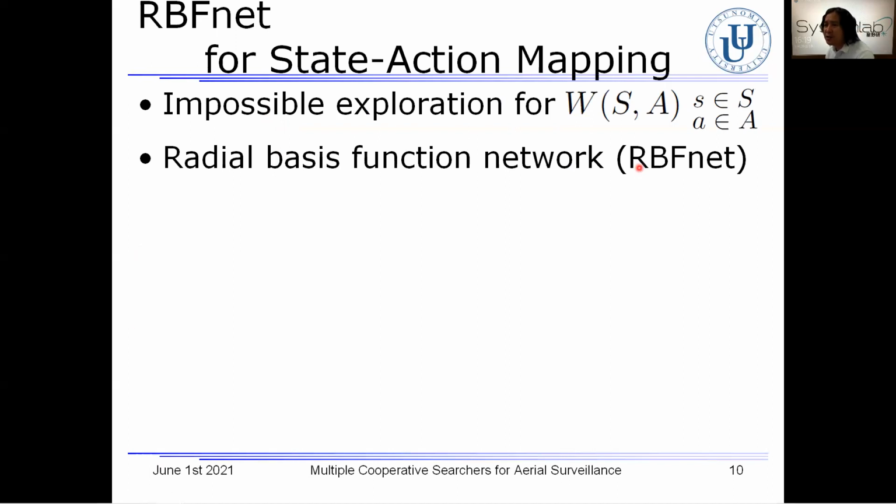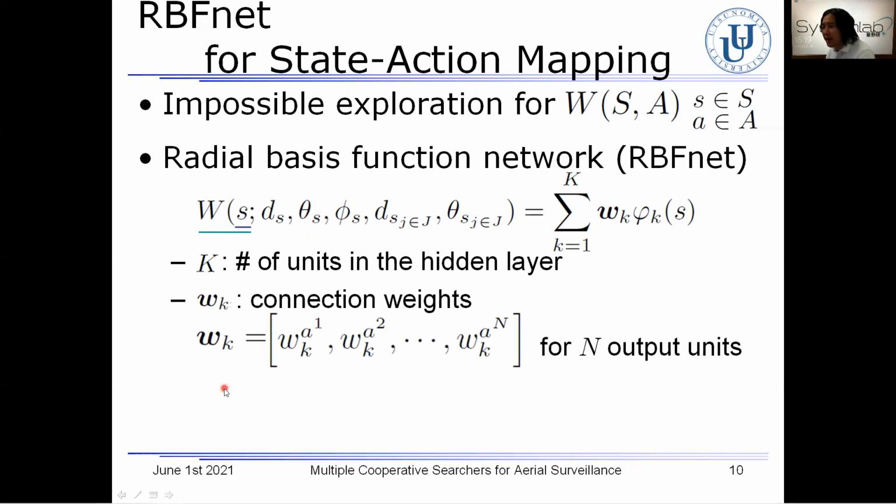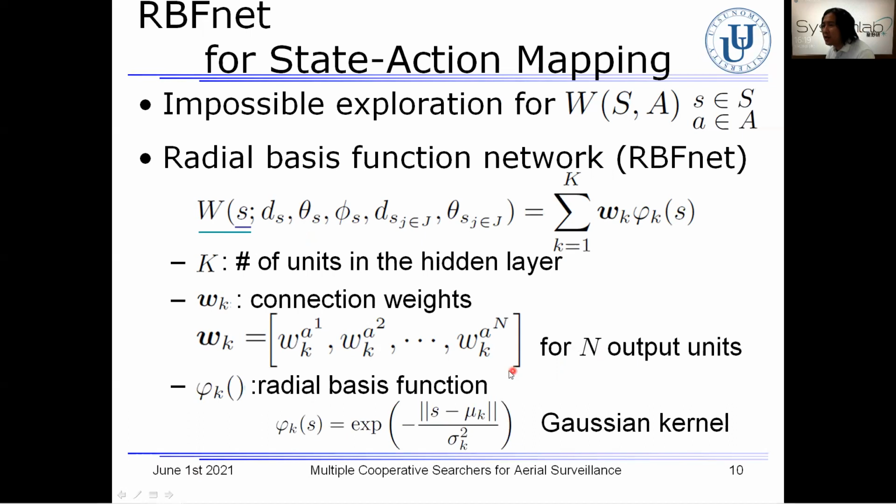This RBF net is based on a deep neural network composed of 3 input, hidden, and output layers. And radial basis functions are applied to the units in the hidden layer. As a result, the relationship between the input state S and output action weight W is represented by this equation. Connection weights between each unit in the hidden layer and output units are defined for the discretized output actions. The radial basis function used in the hidden layer is based on this Gaussian kernel.